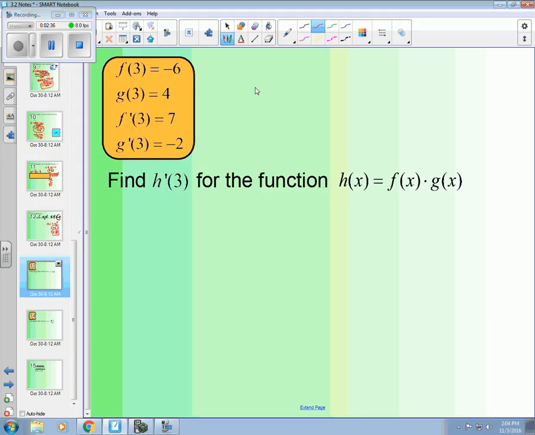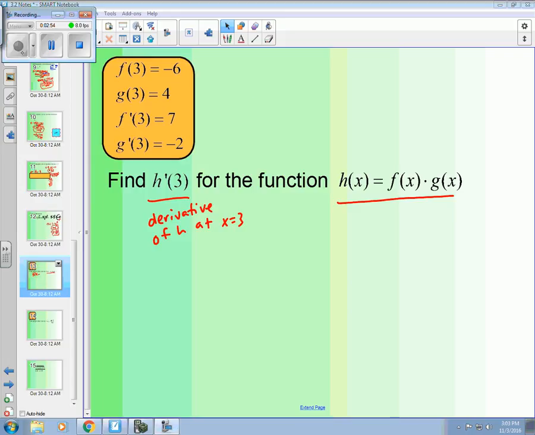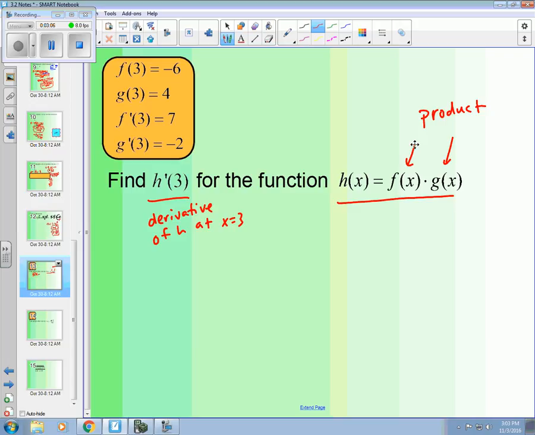So this one wants us to find what is the derivative of function h at 3, at x equals 3. What would that be? Well, here's all they're telling us is that h equals this. Okay, so if we have these two functions being multiplied to each other, that tells us that this is a product rule problem. So we want to find the derivative by doing product rule.